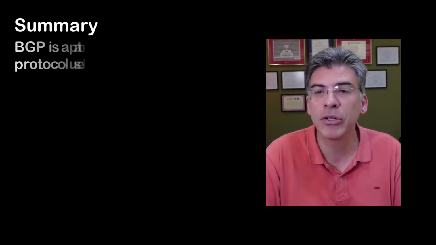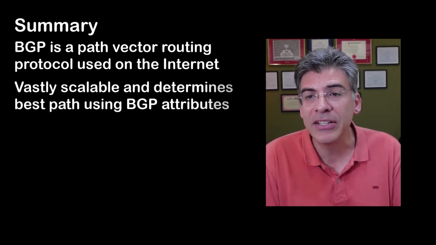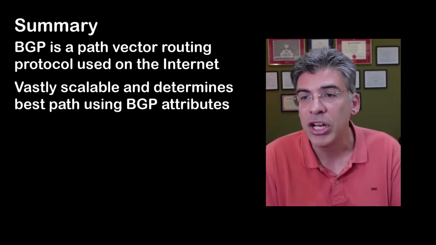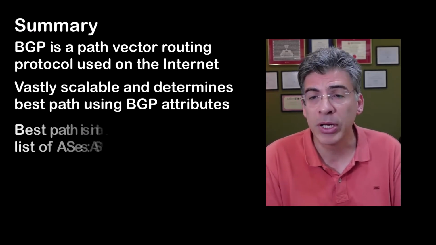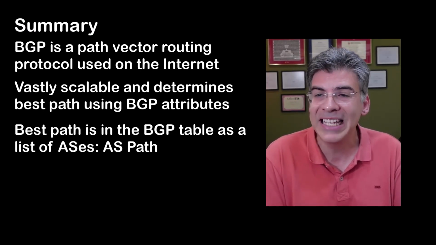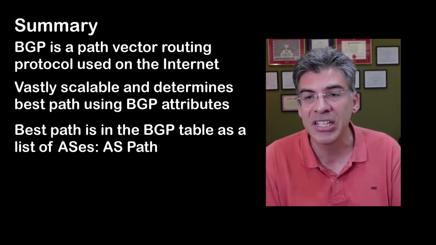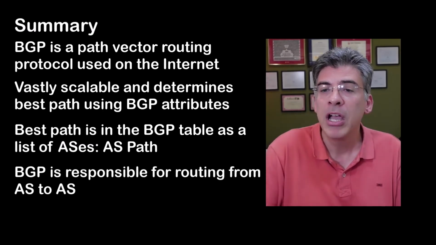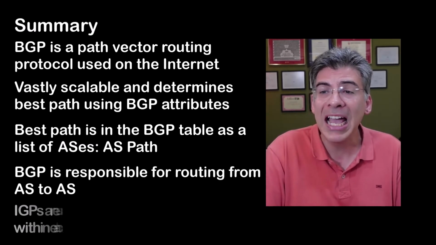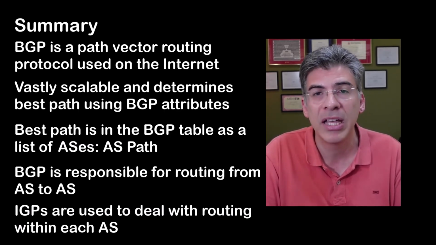So in summary, BGP is a path vector routing protocol, which is used on the internet. It's vastly scalable and determines the best path to the destination using a series of tweakable attributes. The best path is recorded in the BGP table as a list of autonomous systems that must be traversed to get to the destination network. And finally, BGP is typically responsible for routing from AS to AS, while IGPs are used to take care of routing within each individual AS.